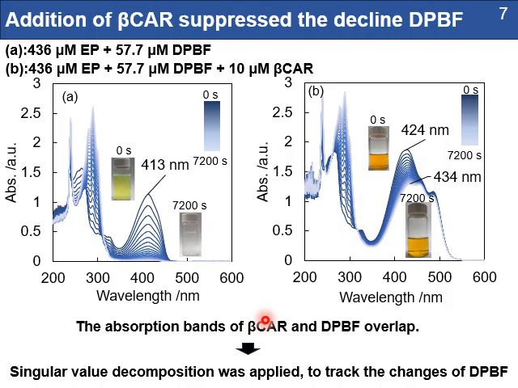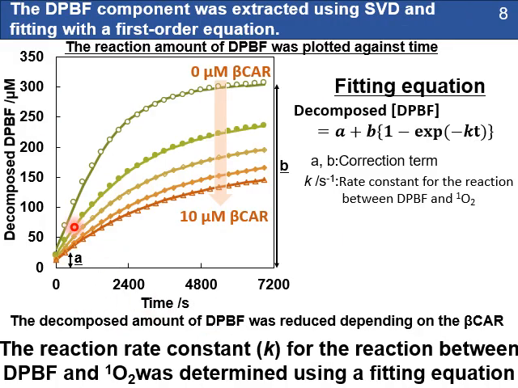DPBF decomposition. In this study, we applied singular value decomposition to track the change of DPBF. In this graph, the vertical axis represents the amount of DPBF decomposition, and the horizontal axis shows time. The decomposed amount of DPBF was reduced depending on the beta-carotene. So the reaction rate constant k for the reaction between DPBF and singlet oxygen was determined using a fitting equation.